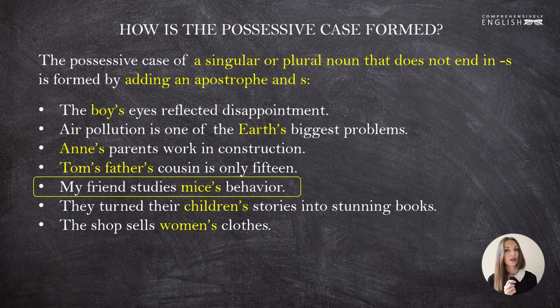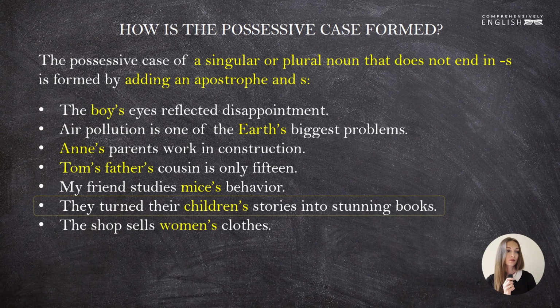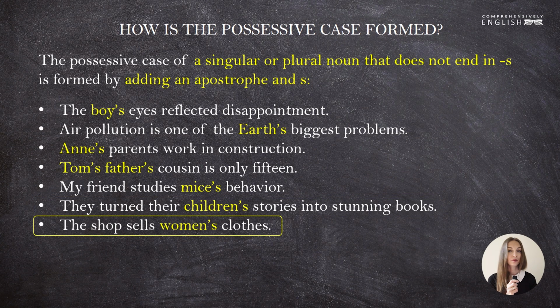So we don't care that it's a plural form. What we care about is there is no letter S at the end of it. And if there is no letter S, we can add both the apostrophe and the letter S. So we get mice's. The next example also contains a plural form, children. In the possessive case, it becomes children's. Women is another plural noun, so we get women's.